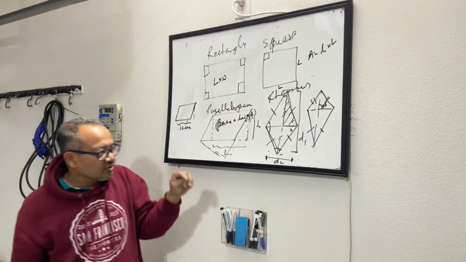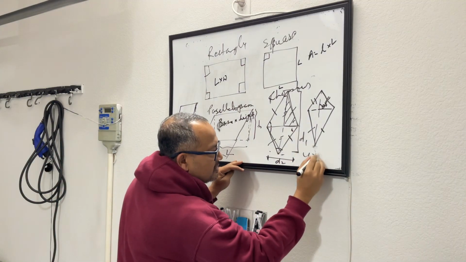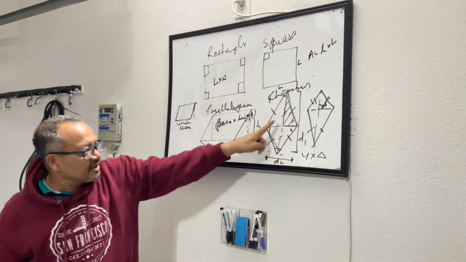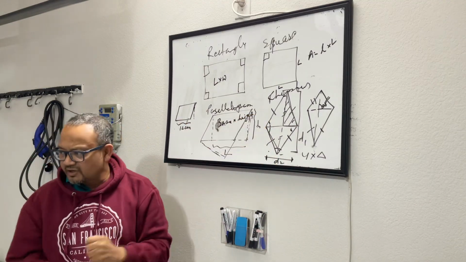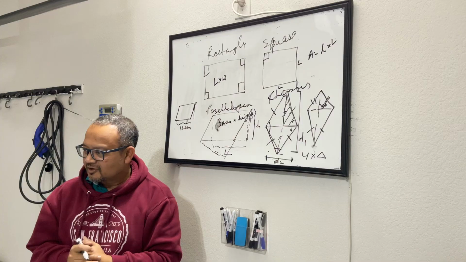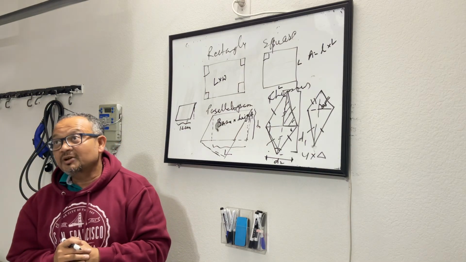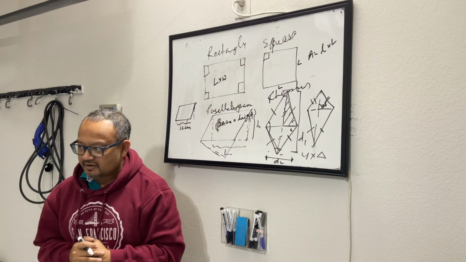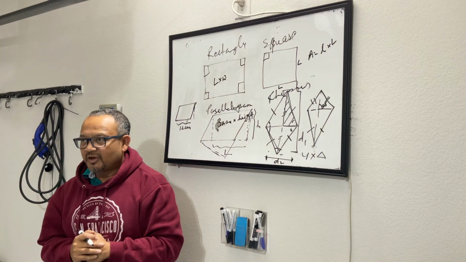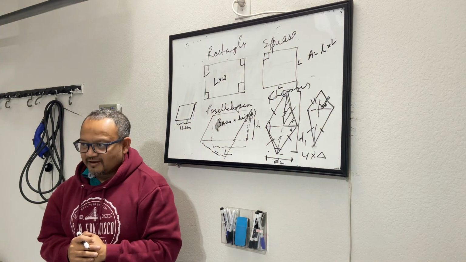So 4 times the area of the triangle. Now let's look at what the area of the triangle is. This is a right angle triangle. What is the area of triangle formula? Area of... Wait, isn't that just Pythagorean theorem? No, I'm talking about the formula for area of a triangle. Oh, is it 1/2 base into height? Base times height? Okay.